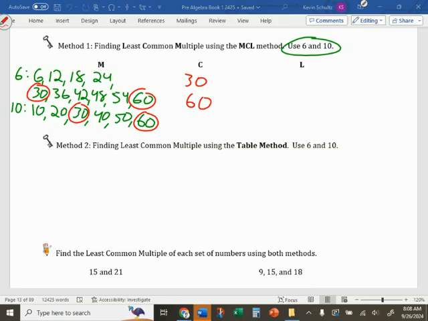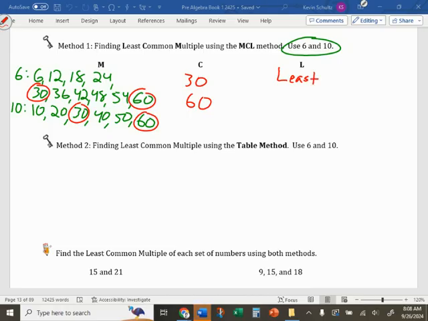Anyone kind of see a pattern developing here? 90. 90 would be, right? And after that is 120, then 150. Every 30 is going to match up, okay? Which is why we are looking for the least common multiple.